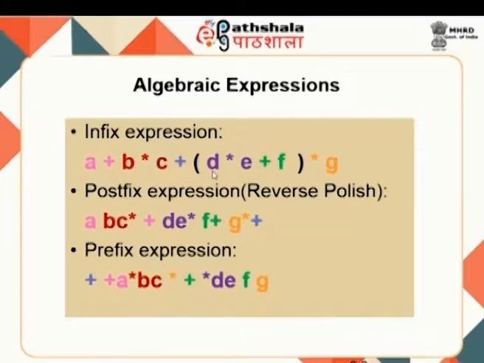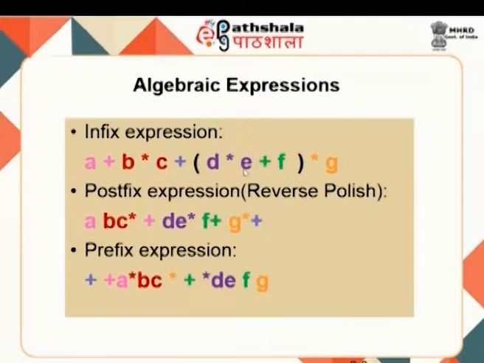So, star is given higher precedence than plus, within brackets is given higher precedence than anything else, star is given the next higher precedence, and then the other plus and minus operations. In fact, exponential has the highest precedence, and then of course, the other order is left to right. Now, if you look at this, this is the reverse polish or the postfix expression, both are the same.